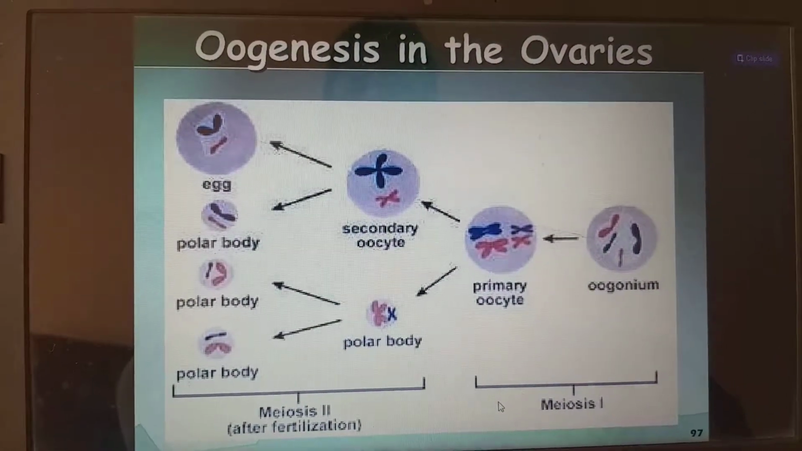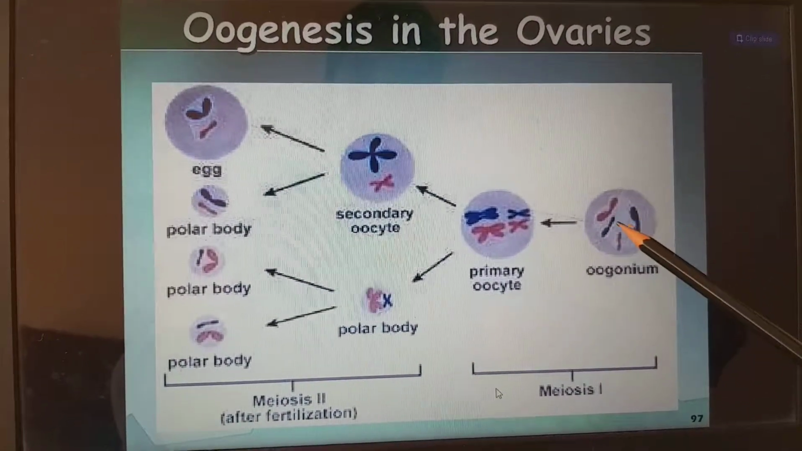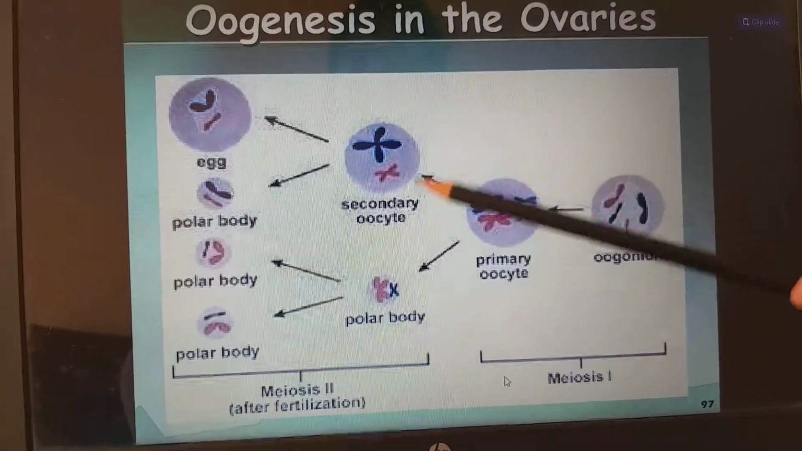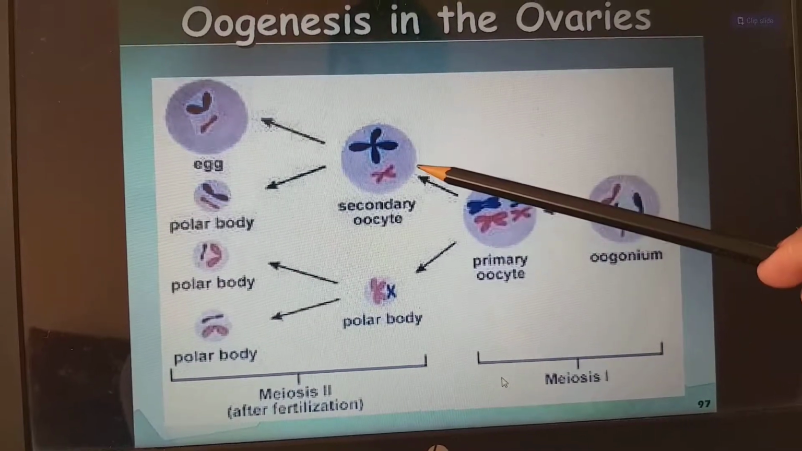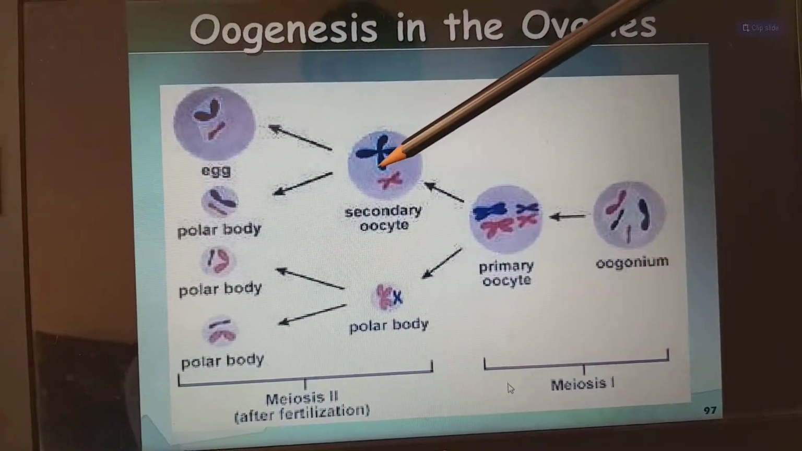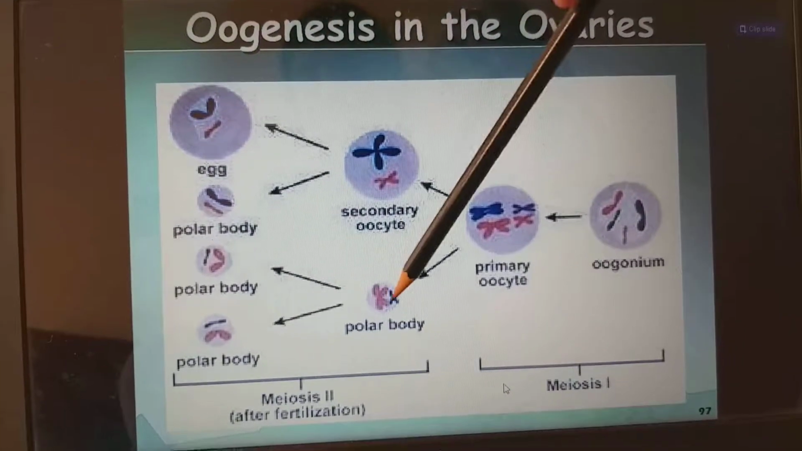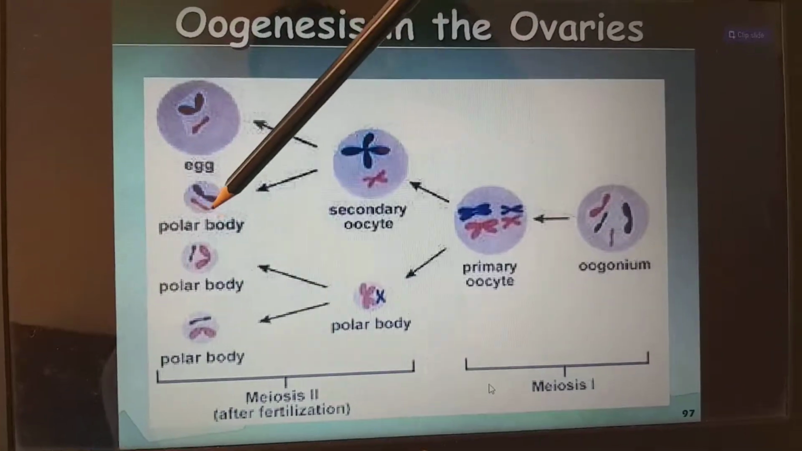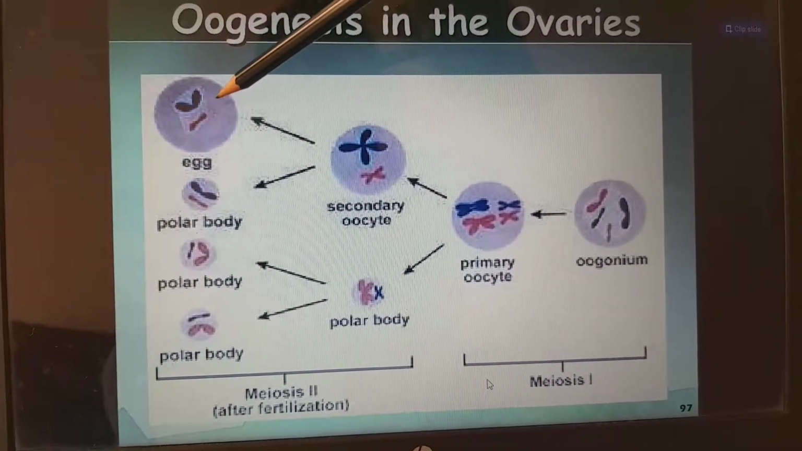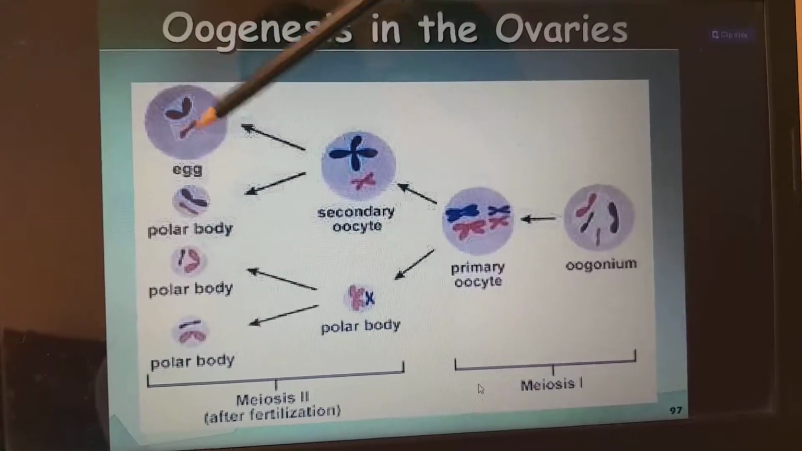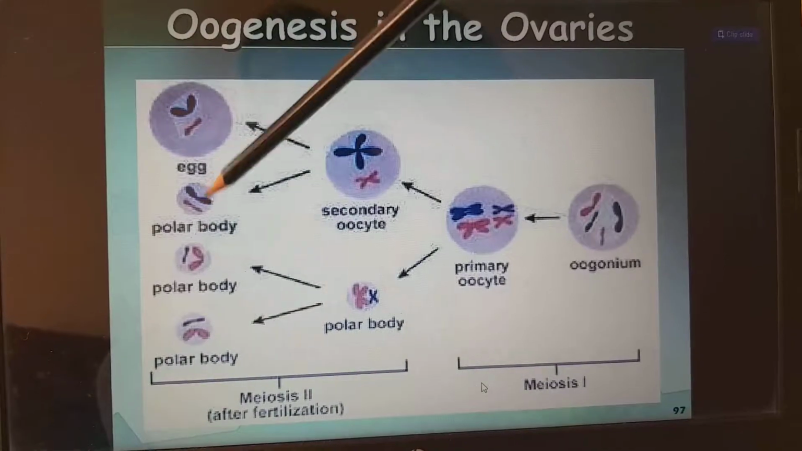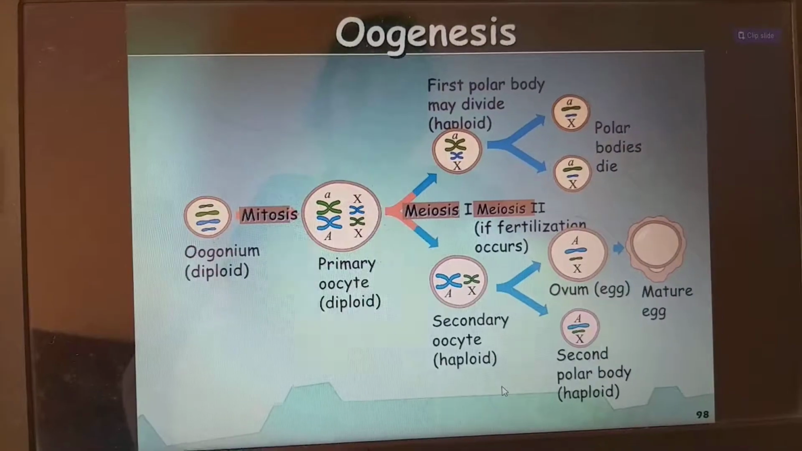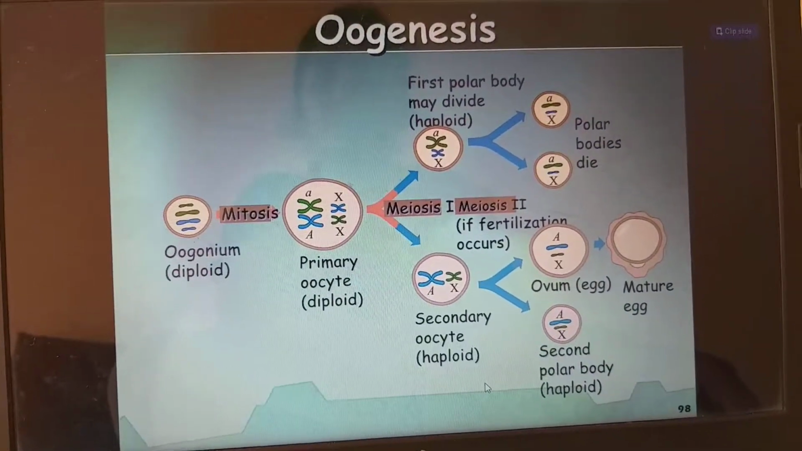So oogenesis in the ovary, this is the thing. Initially it is oogonium. Oogonium will divide into a primary oocyte. Now the primary oocyte will divide into the first polar body and secondary oocyte. Now the secondary oocyte will divide into an egg and a polar body. And the first polar body will again divide into two polar bodies. All these three polar bodies will die because of unequal division of cytoplasm. Only this one egg cell will fuse with the sperm to form an embryo, the zygote. So only one egg cell is formed from one oogonium. This is again about oogenesis, chromosomal number.